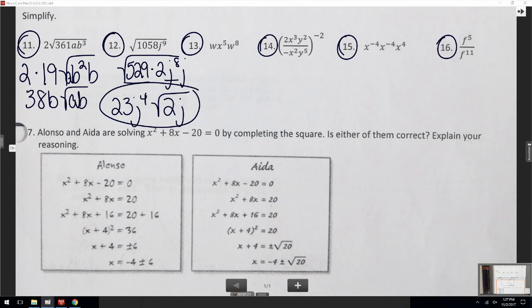Okay, what about 13? You do. Which ones do you add? W. There you go. You got W to the 1, and you got W to the 8. There you go. Yep.